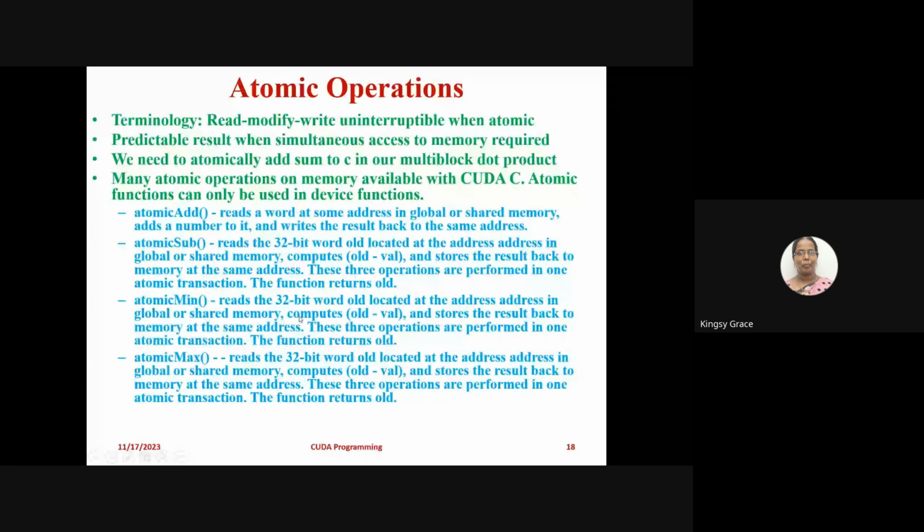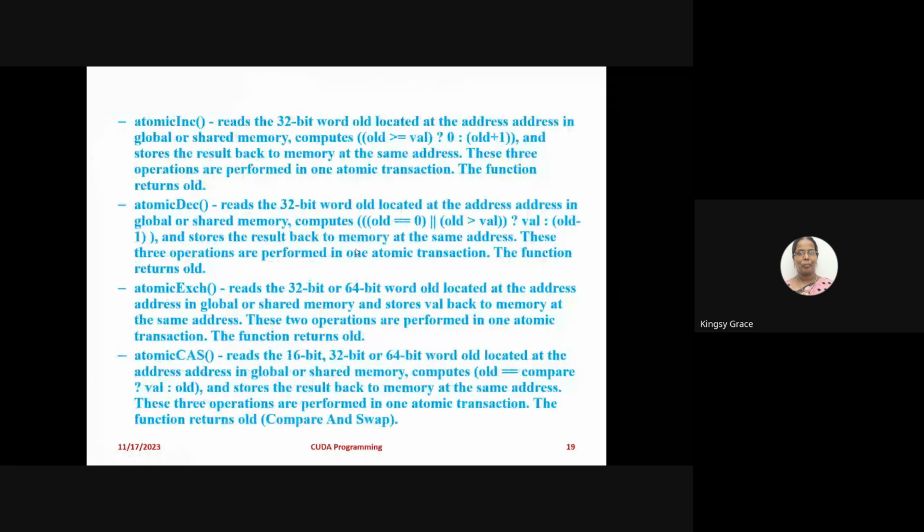So here it is adding a 32-bit word. In the latest machines you can use a 64-bit word. Then atomic increment: we can perform some conditions and store the result back to memory at the same address. These three operations are performed in one atomic operation, and the function returns the old value. This is increment, and this is decrement: old minus one here, old plus one there. If the old value is greater than or equal to the new value, then 0, else old plus 1.